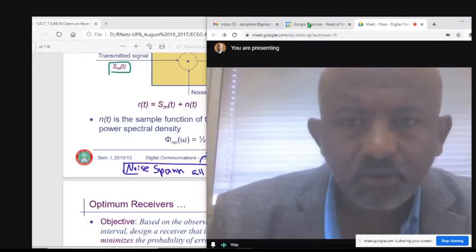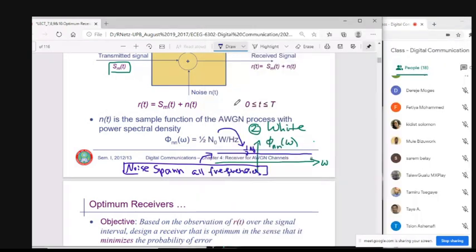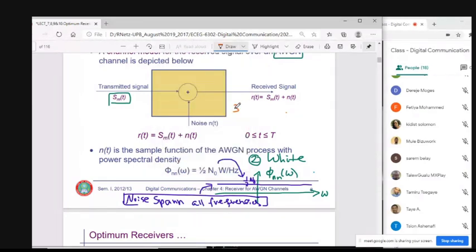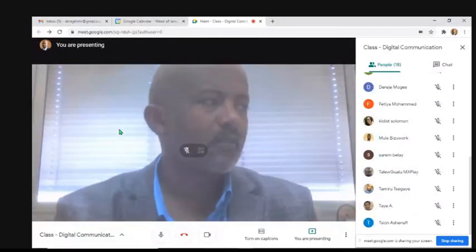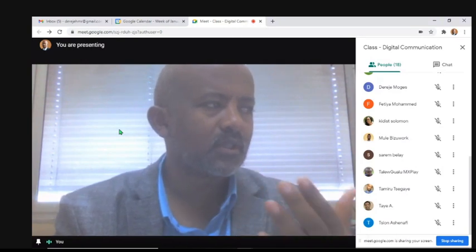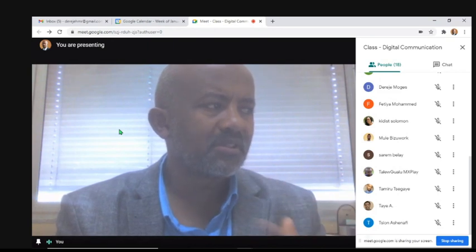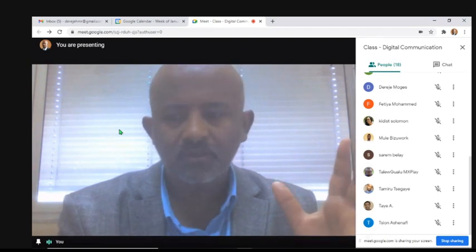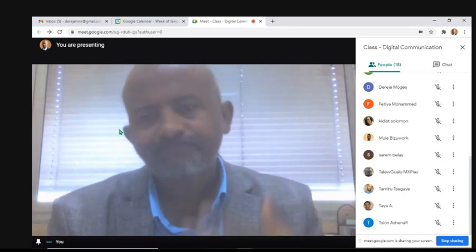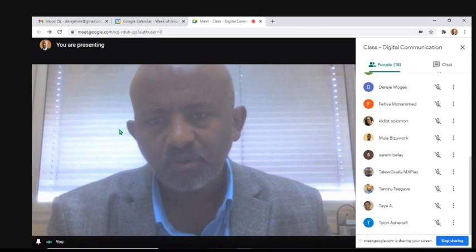Now, the third property is, of course, we agree that noise is random in its nature. Okay, random. We don't have any idea what the source of noises are, and we don't have any idea on the amount of noise which is being generated by a source. So it's basically random. Well, if it is random, then what would be the distribution of noise?